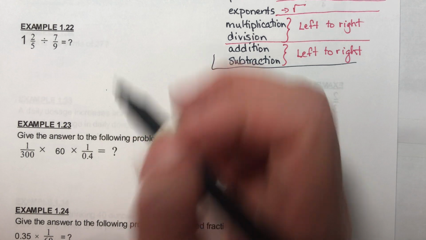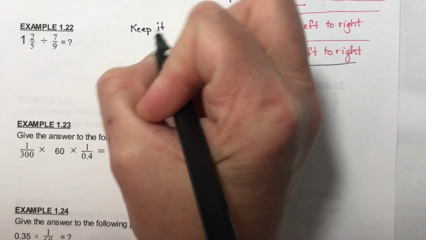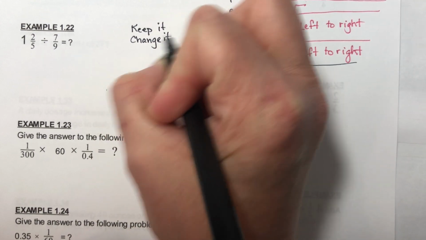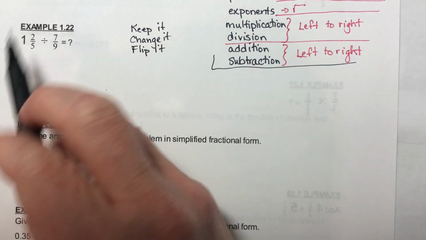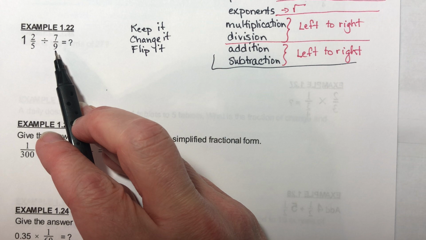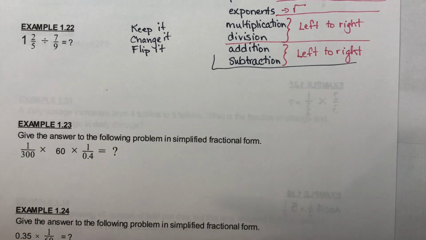The rule for division is keep it, change it, flip it. You keep your first one, you change it to multiplication, and then you flip your second one. And then you have a multiplication problem, and we know how to work those.